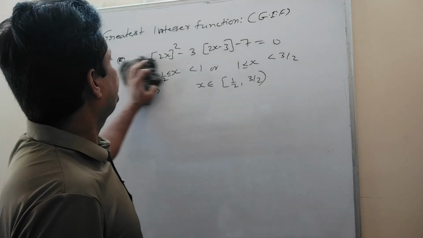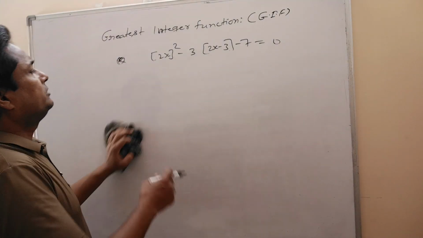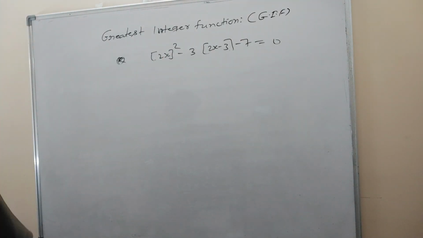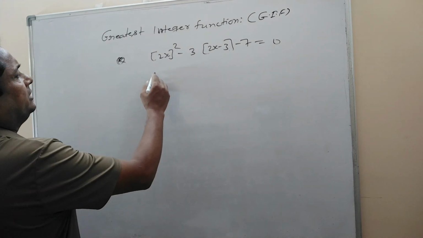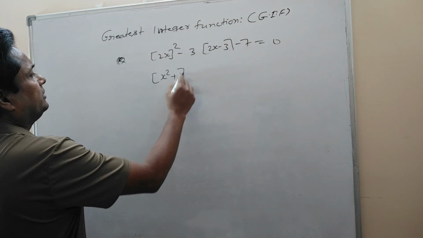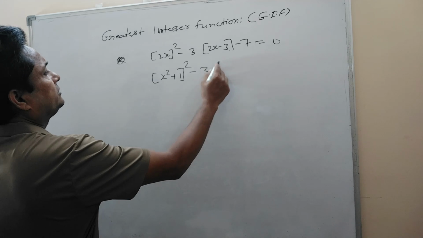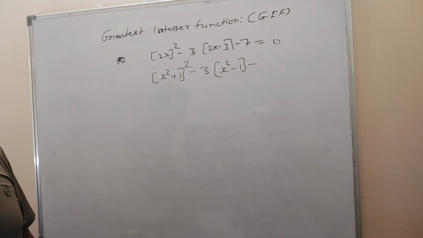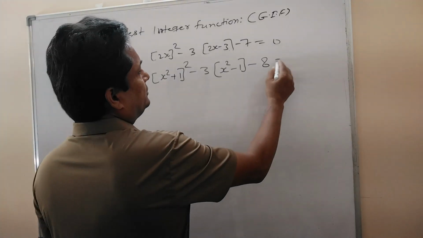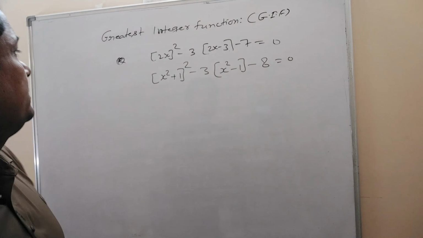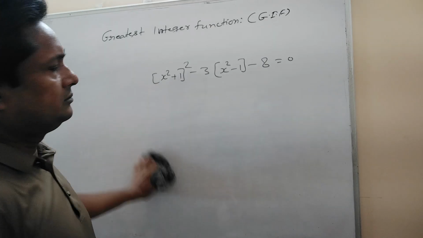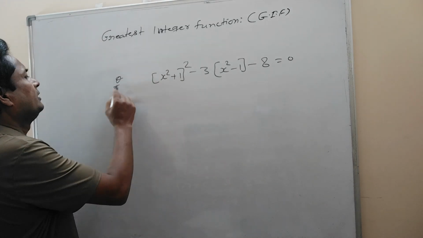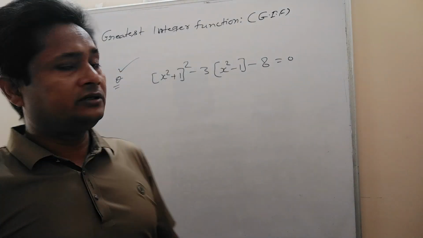Next one is what? Let's say if you want to solve this type of question, here I am giving greatest integer of x square plus 1 whole square minus 3 times greatest integer of x square minus 1, minus 8 is equal to 0. Now solve this question. We will discuss this question in the next class.